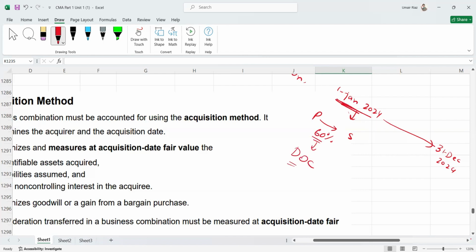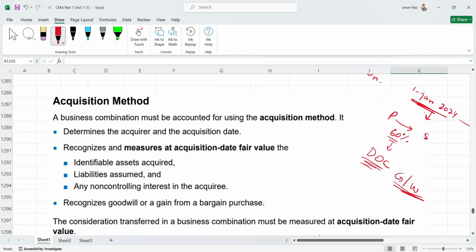Please remember, at this date, when control is achieved, we always calculate the goodwill. First we calculate the goodwill because we acquire the other business, and we have to calculate the goodwill or the gain on bargain purchase. This is what I'm going to show you. And to calculate the goodwill or gain on bargain purchase at the date of control, we always follow the acquisition method. What do we follow? The acquisition method. The acquisition method guides us on which values we have to take and how to take them. This is the acquisition method.